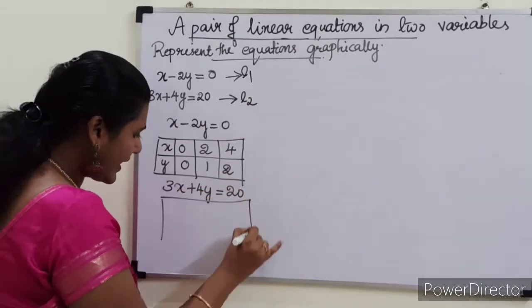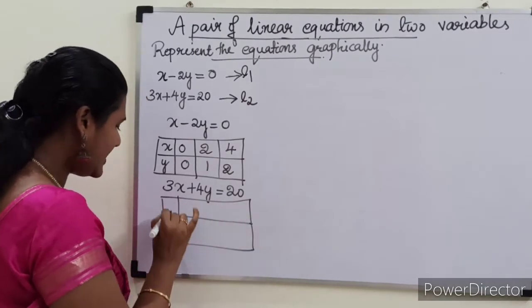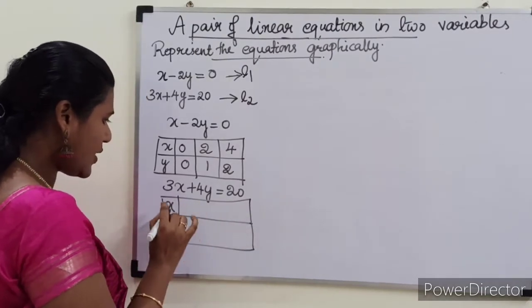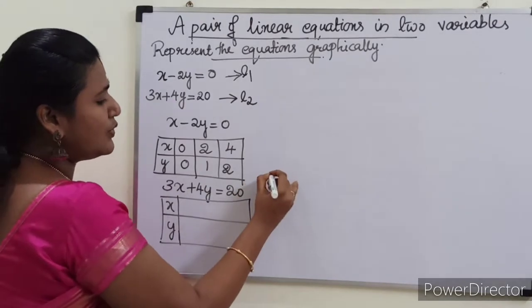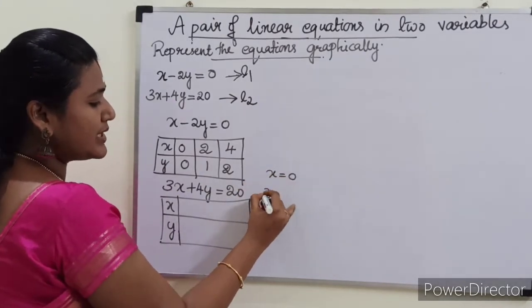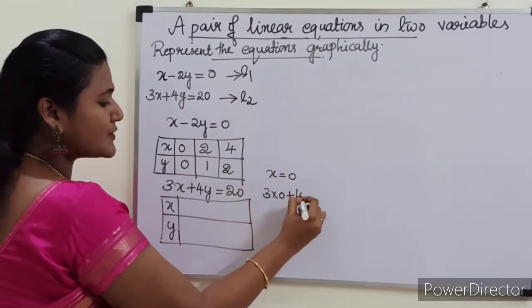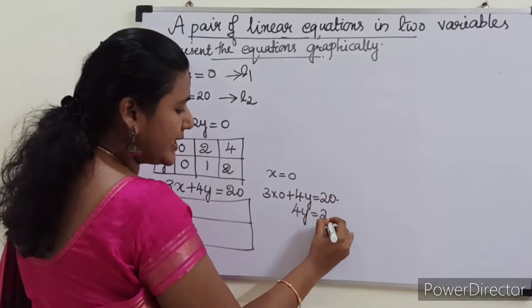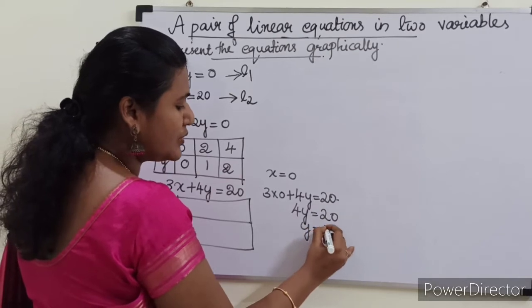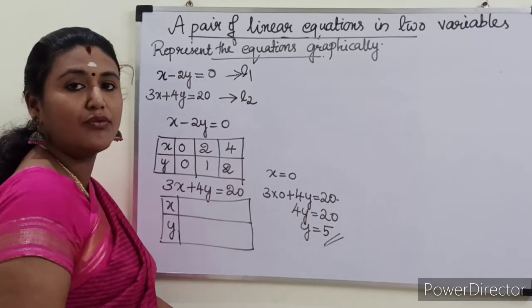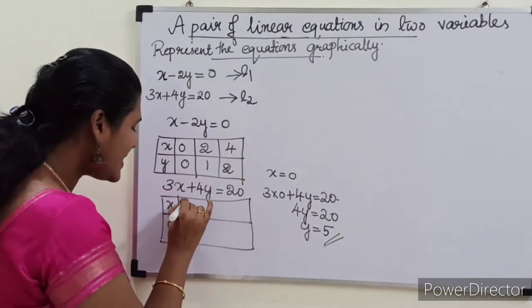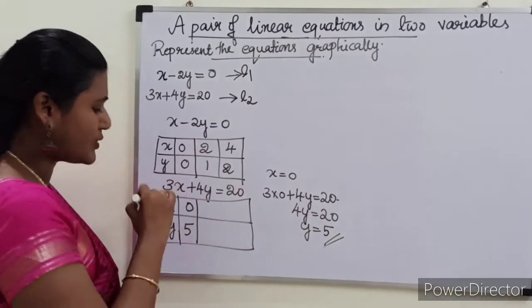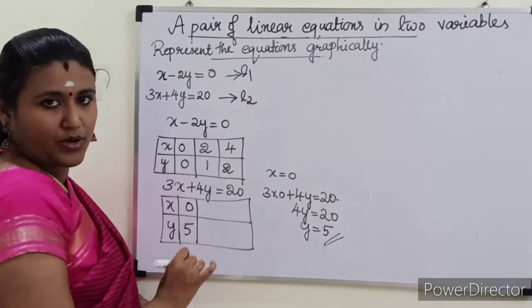So we are going to find the solutions now. First we will take x is equal to 0. When you take x is equal to 0, that is 3 into 0 plus 4y is equal to 20. So 4y is equal to 20, so y value is equal to 20 by 4. So the value of y is 5. So we got one solution as x is equal to 0 and y is equal to 5.